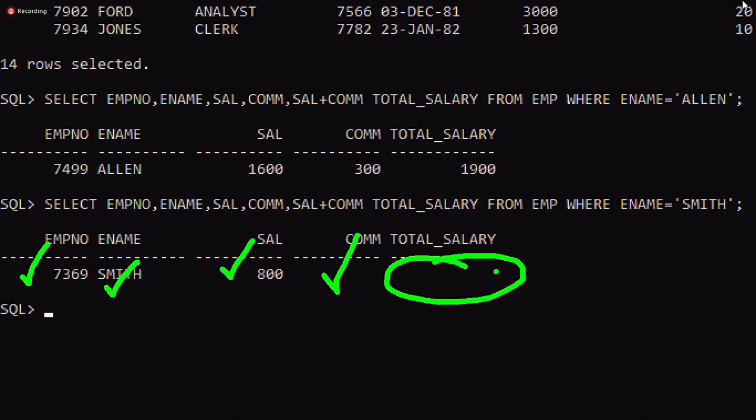So now tell me, do you have a problem? What are we expecting here? Total salary, how much do I expect? I expect 800, because this employee was not taking any commission. When he is not taking any commission, it is called nothing. So 800 plus nothing is equal to 800, I need to expect. His total salary of 800 we want to expect. But his total salary, how much is showing? Nothing is showing.